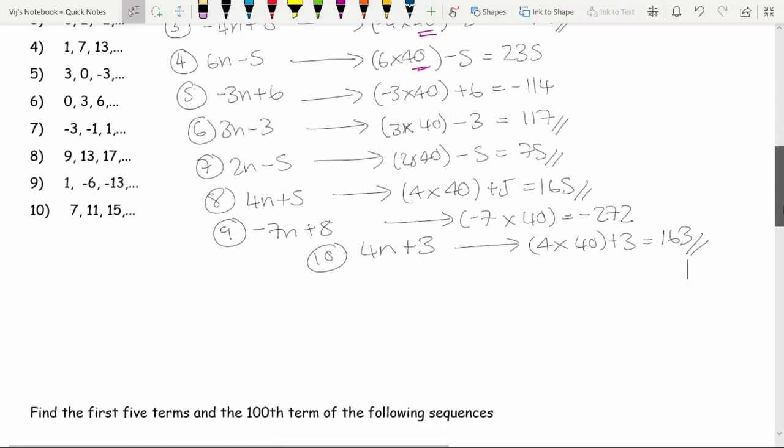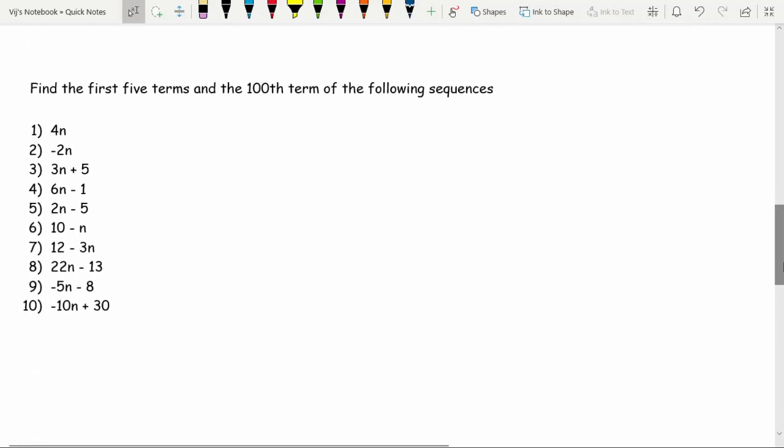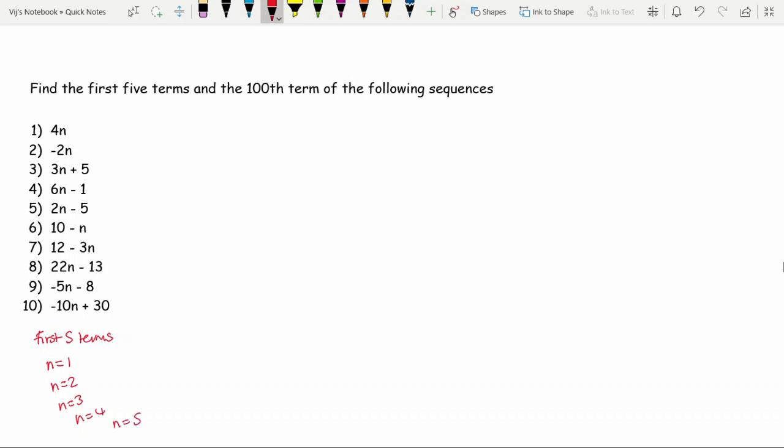So moving on to find the first 5 terms and the 100th term. This is kind of where we're working backwards to what we did previously. So now the correct way of working this is we want to work out what the first 5 numbers are. So the first 5 terms are when n equals 1, n equals 2, n equals 3, n equals 4, and n equals 5. And what I need to do is substitute these numbers into each of these formulas, and I will work out what each of the 5 terms are.